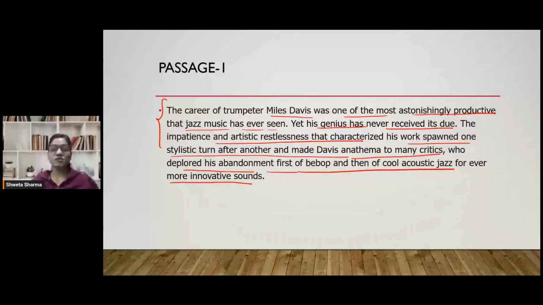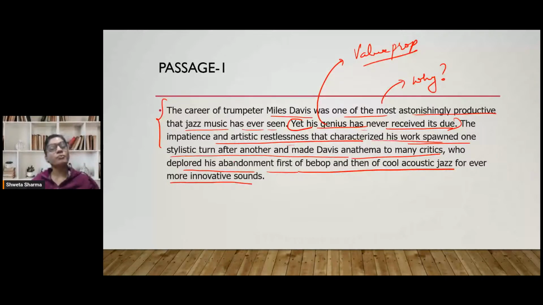So why? The question arises, why was his career the most productive one? The question is, how come? Because there are some reasons it says, but yet his genius has never received its due. Still, the value he had was never enough for the value he got. He was not valued enough. The impatience and artistic restlessness that characterized his work spawned one stylistic turn after another and made Davis anathema to many critics.